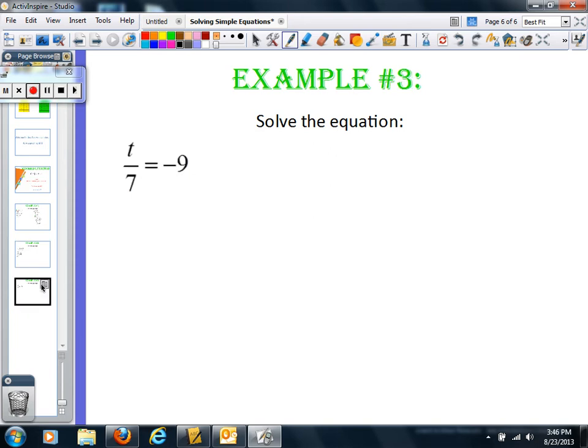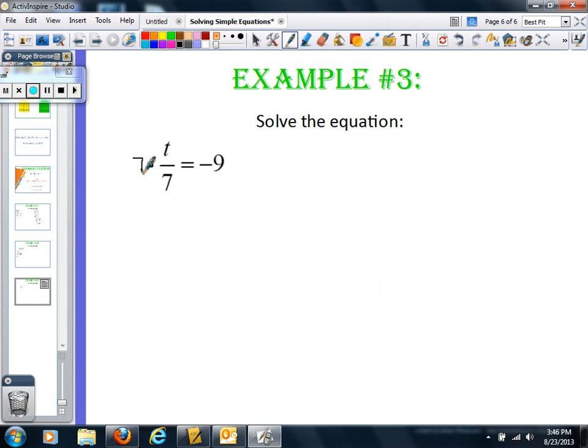The last example is actually a shorter one, but it's one that students often struggle with. When you see a problem like this, t divided by 7 equals negative 9, we're going to go through the same steps. So I want to get rid of the division by 7. In order to do that, I have to use the opposite operation, which is multiplication, and I want to multiply by 7.